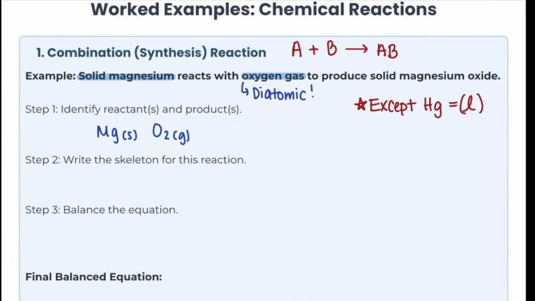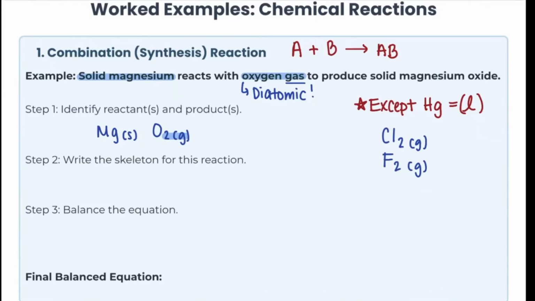That's super important. This is a very common test trap. So always pay attention when the word gas is used. So if it's oxygen gas, it's O2 with the G in parentheses to denote it's a gas. If it's chlorine gas, it is Cl2 gas. If it's fluorine gas, it's F2 gas. So just keep that in mind, because if you don't include the 2, then your balancing will be totally off.